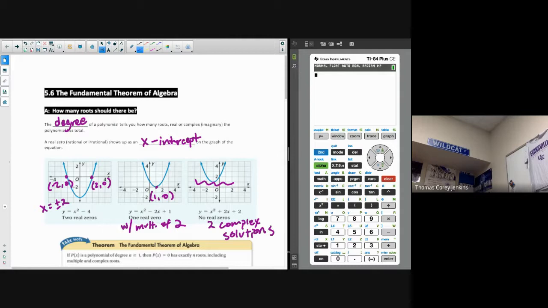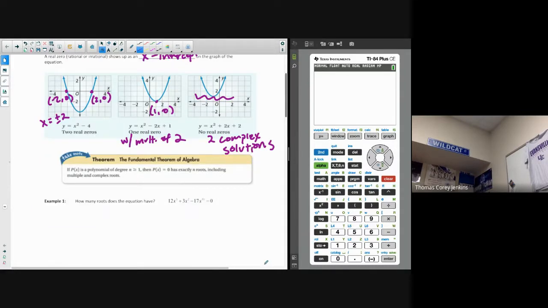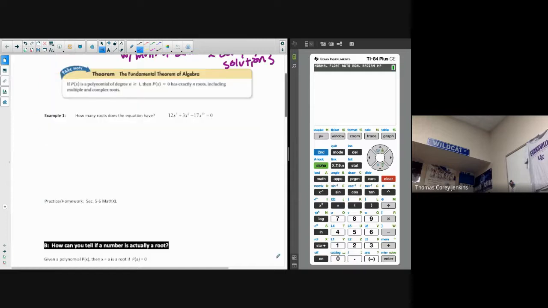All right, so that gets us to the fundamental theorem of algebra. It says if p of x, so any kind of function rule, is a polynomial of degree greater than 1, then p of x equals 0 has exactly n roots, including multiple and complex roots. Basically what that says is that the number of roots depends on the degree.